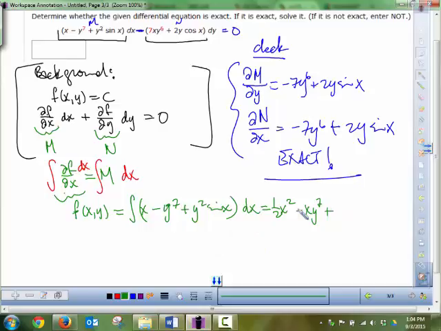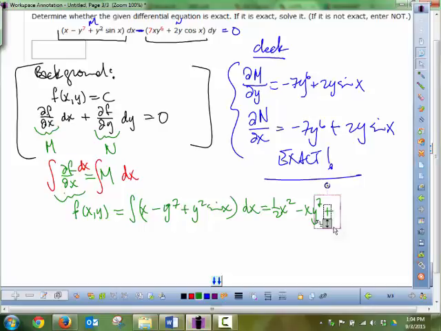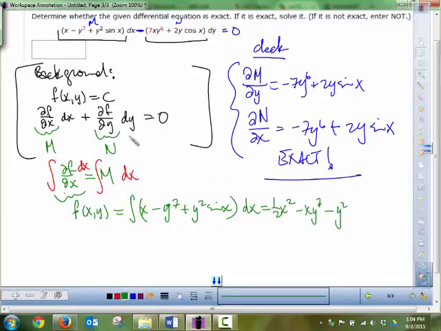Y squared is a constant with respect to x. The antiderivative of sine x is negative cosine, right? Just get rid of that plus. And y squared is constant, so move that outside of the integral or whatever you want to do. And then the sine is going to become cosine.